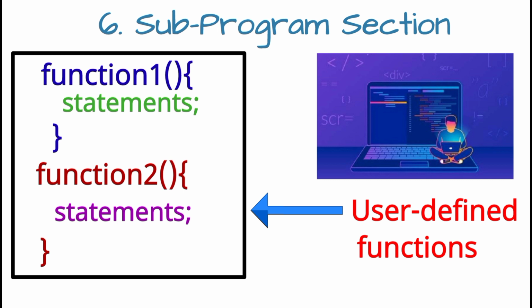So these are the sections of basic structure of C program. I've tried my best to help you understand these sections and hope you have got the clear idea of basic structure of C program.